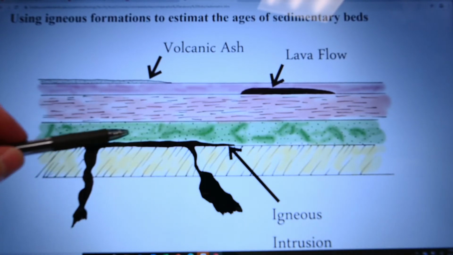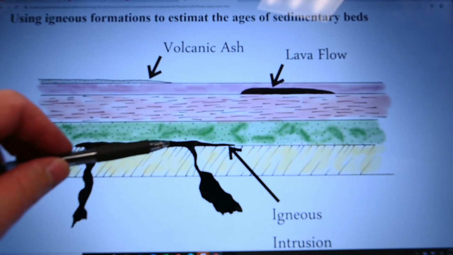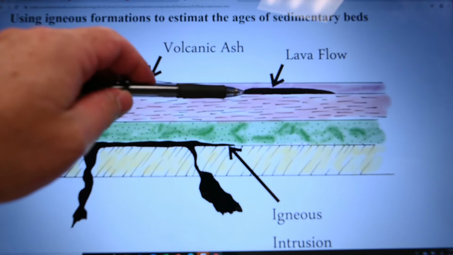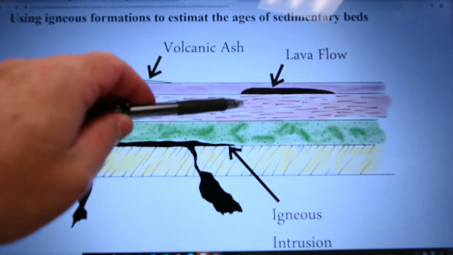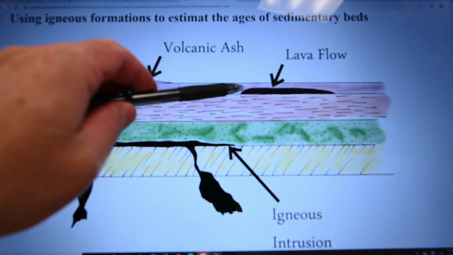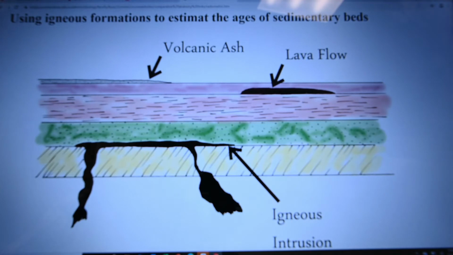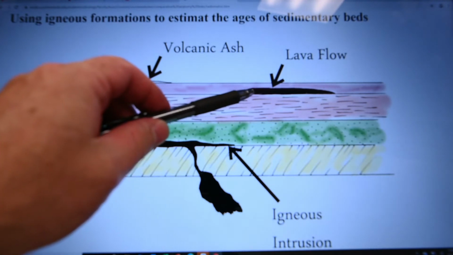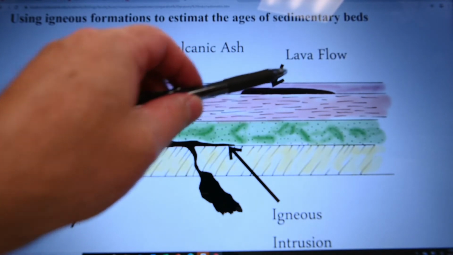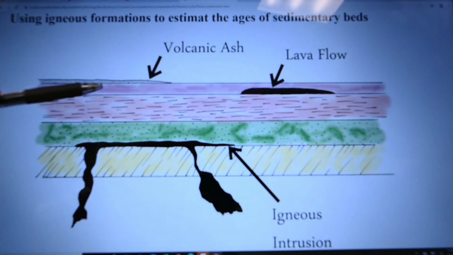And this rock that's above it could also be older because this is an intrusion between the two. We know that the rock below this lava flow has to be older than the lava flow, and the rock on top of it has to be younger. We know that it's younger than this lava flow, but it's older than the volcanic ash that came in on top of it. So we can bracket the age of that sedimentary layer based on those two examples.